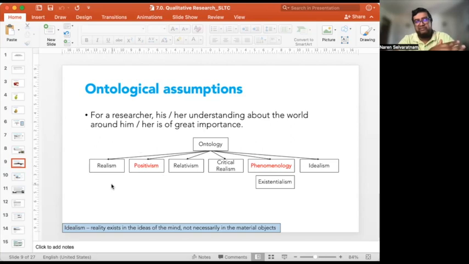But in relativism, they say, no, reality differs from one person to another. In critical realism, they say reality differs from one person to another, but still there are objective things outside.